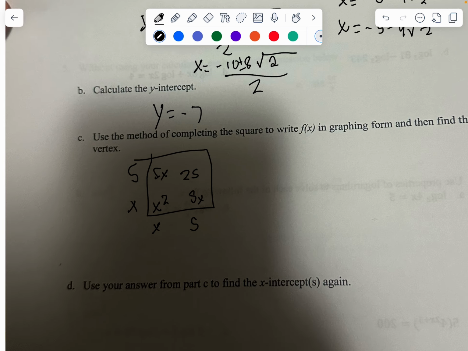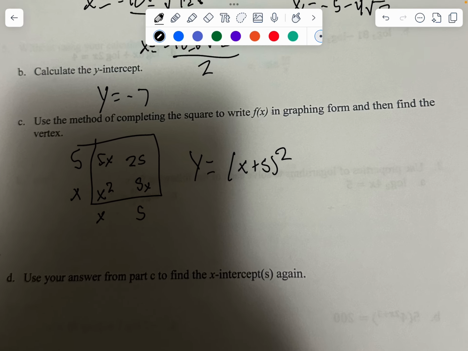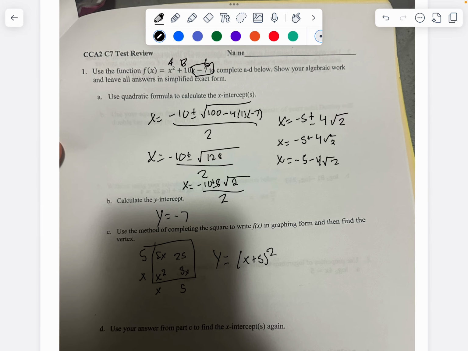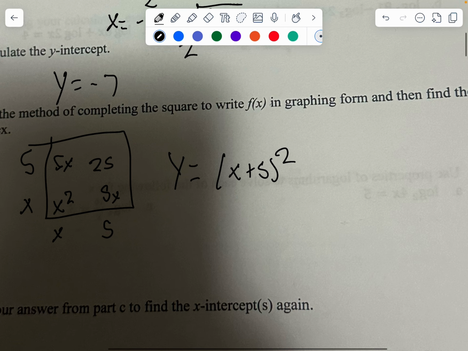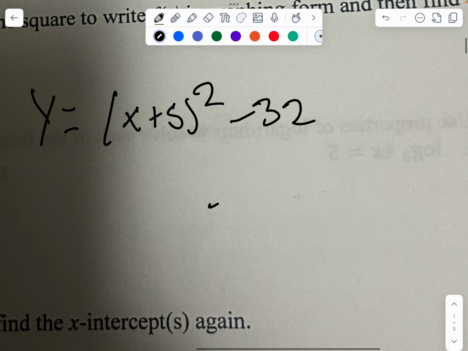So now we go y equals x plus 5 squared. And then we do negative 7 minus this part in here. So it's going to be minus 32. The vertex is going to be negative 5, negative 32.